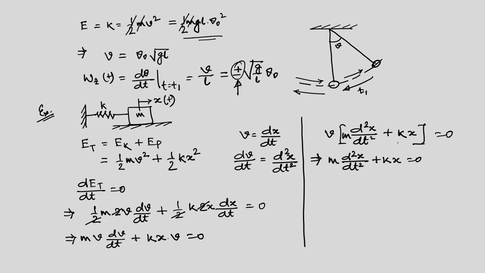The reason is that is the condition we are trying to solve to get this displacement field. V is obviously not equal to 0, that is what we are looking at. So, what we have here is d2x dt2 plus k by m times x is equal to 0. And in this case again, we can consider omega square is equal to k by m. So, we can modify this equation as d2x dt2 plus omega square x is equal to 0.